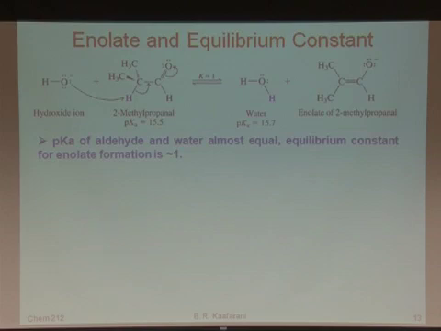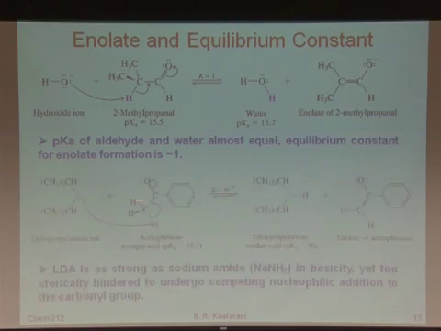Fine. If I have an aldehyde and I add a hydroxide ion, I will be able to form an enolate. The K is on the order of 1. This has to do with the fact that the pKa value of this aldehyde, for instance, is like 15.5, that of water 15.7, so they are almost equal. So you have almost 50% enolate, 50% aldehyde.